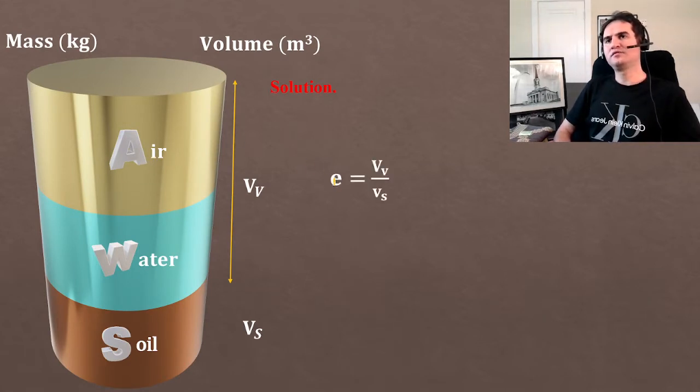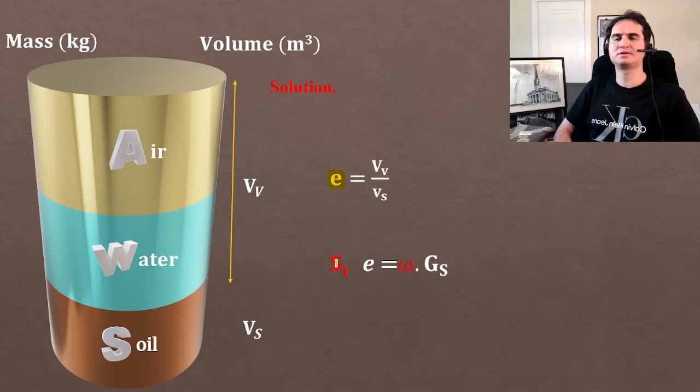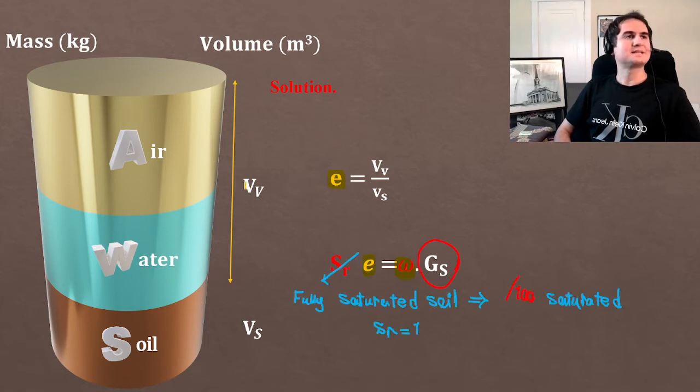Let's solve the problem. For calculation of specific gravity, we need two components. First is e. In this equation, we need e and water content. We already know Sr because the sample is fully saturated, so Sr is 1 for a 100 percent saturated soil. We do need to calculate the two components, void ratio and water content. Then we can easily calculate Gs.